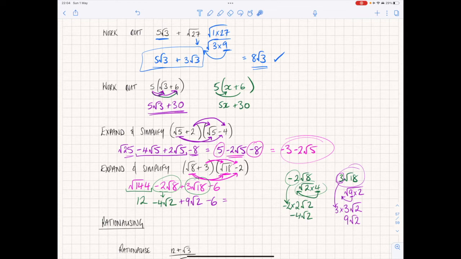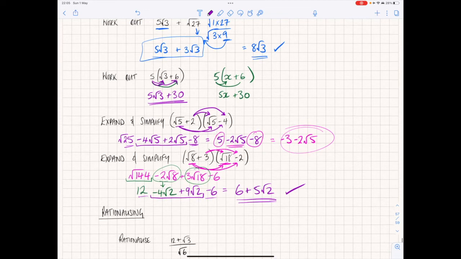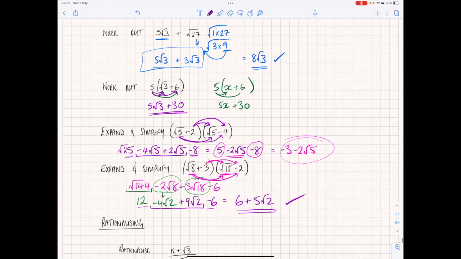From here, all we need to do is now tidy all of that up. I'm just going to delete this bit so I have a bit more space. We just need to tidy this up. So 12 minus 6 is just 6. And then minus 4 root 2 plus 9 root 2 is 5 root 2. Okay, so that's your answer. That's your multiplying. Hope that makes sense.